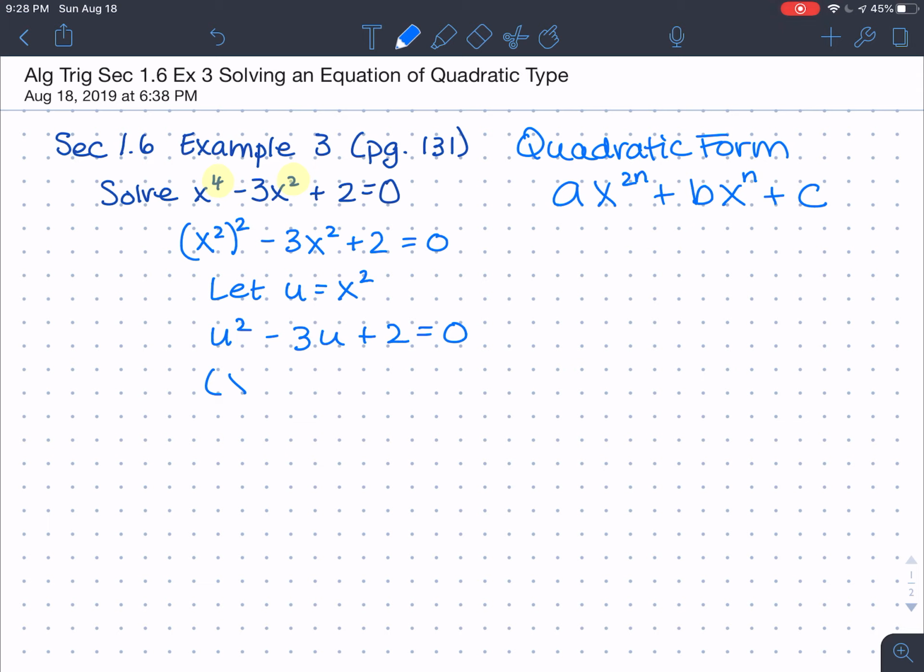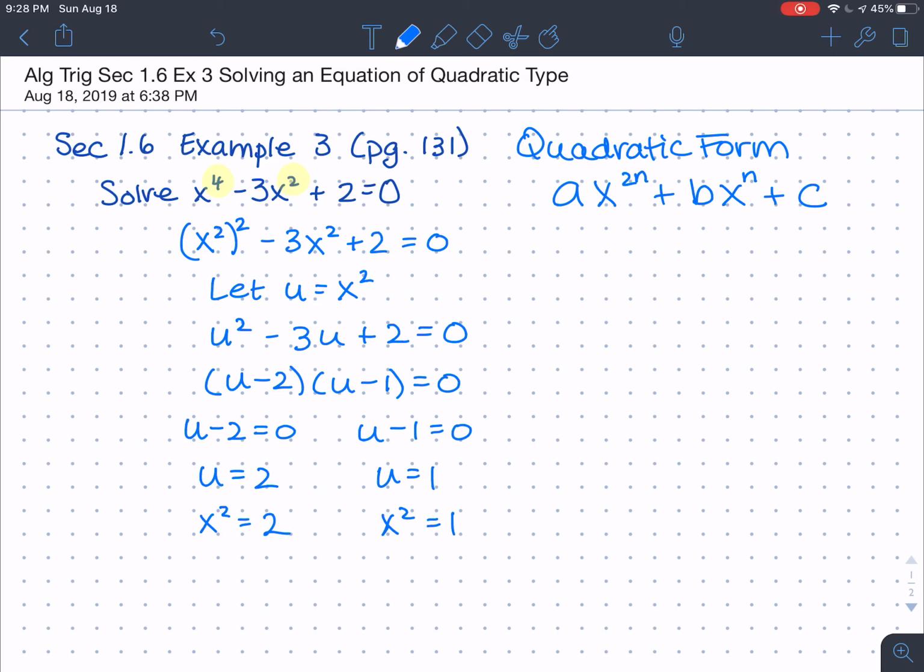It does factor into u minus 2 and u minus 1. Set each factor equal to 0. Solve, and you get u equals 2 and u equals 1. But you can't stop right there because the original equation was in terms of x. Right now our solutions are in terms of u. So we're going to back substitute. We're going to let u equal the thing we set it equal to in the first place, which was x squared. And now we have two pretty simple equations to solve.